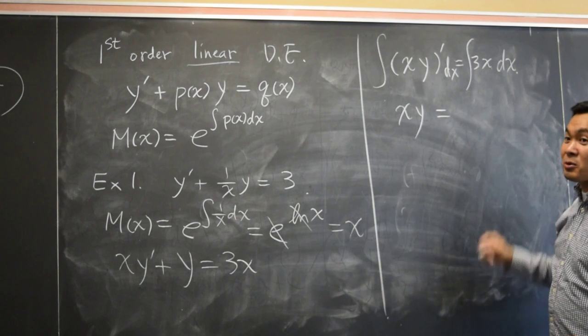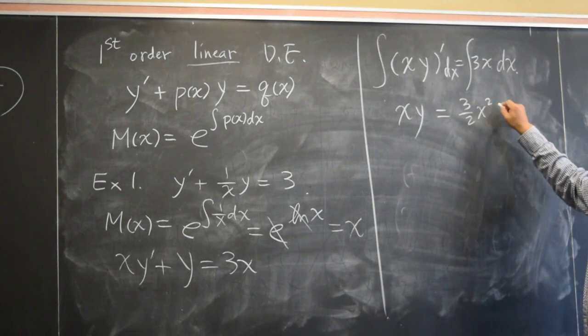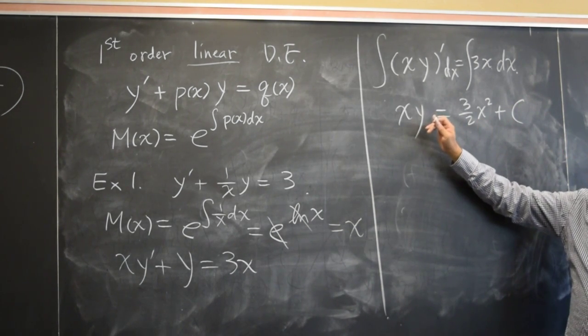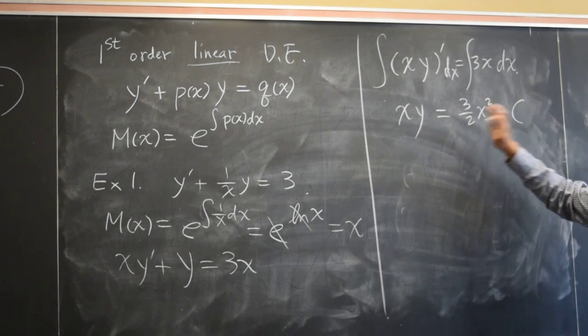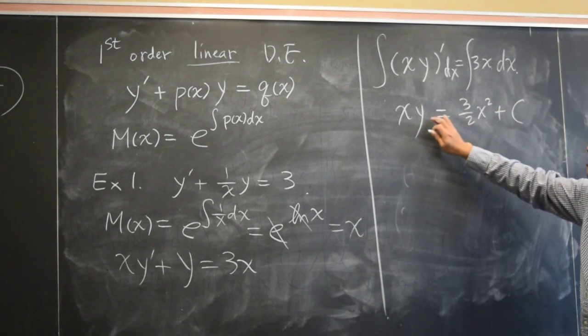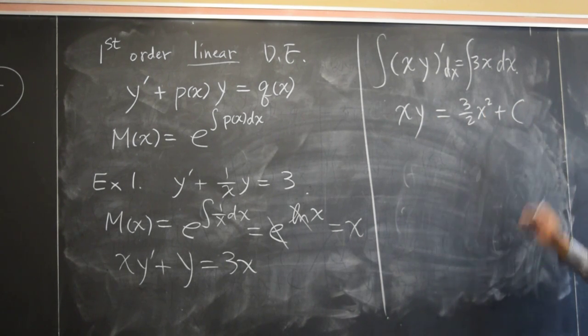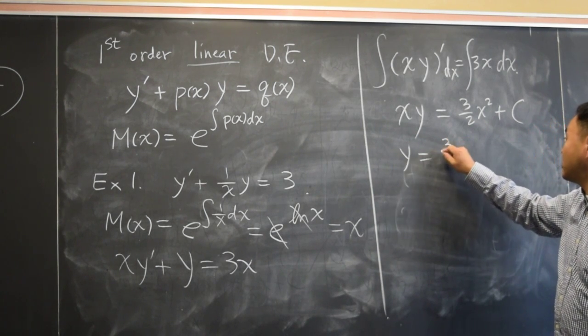Okay. What about the right side? 3 over 2 x squared, right? Plus c. You have to put this plus c on one side. Actually, technically you have to put c1 and c2, but that c1 can be moved to the other side and thought of as a single constant. Okay? All right, and then you divide by x, and that's your answer.